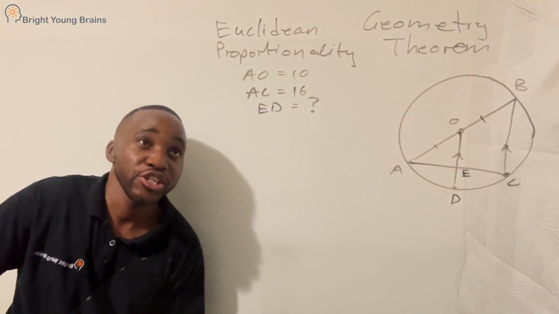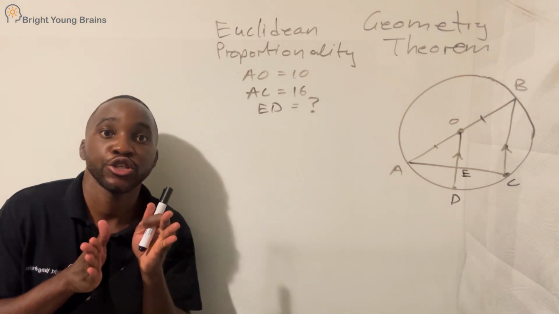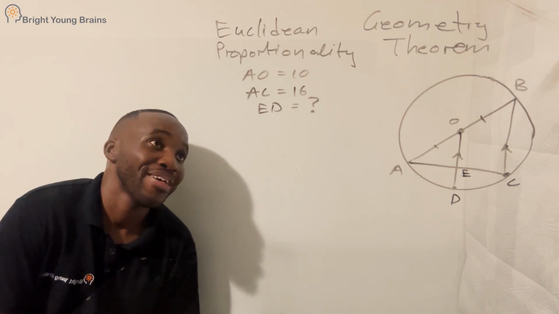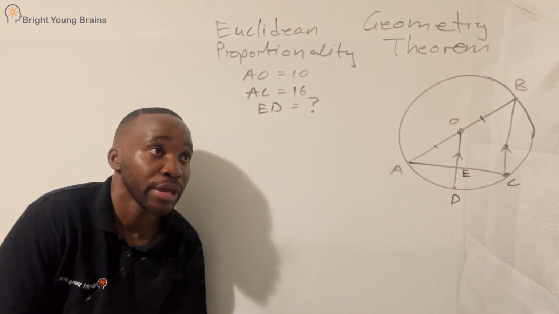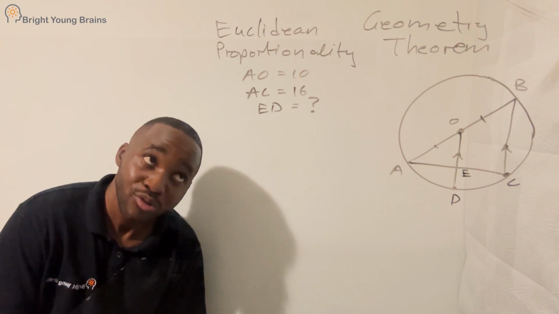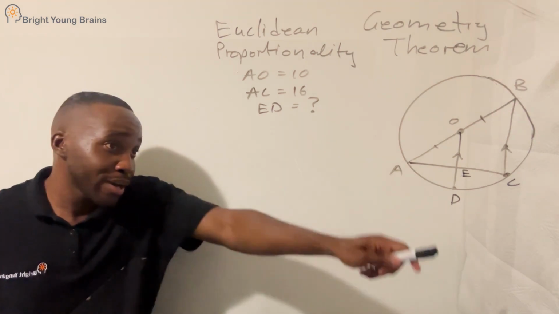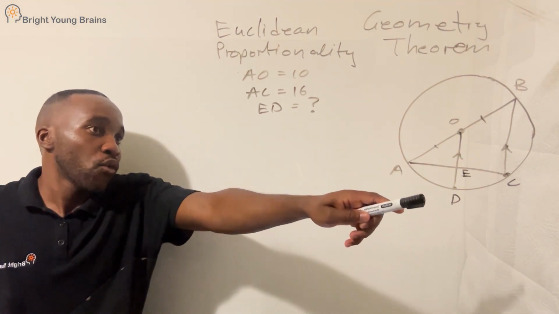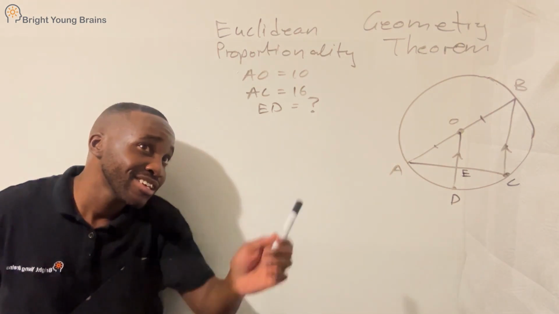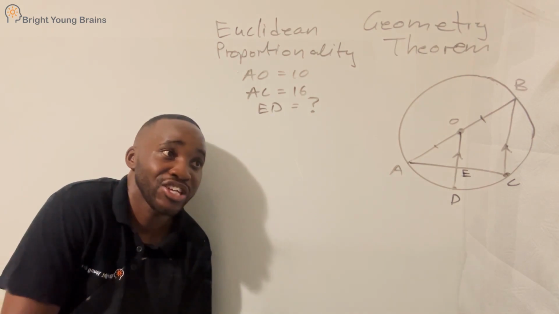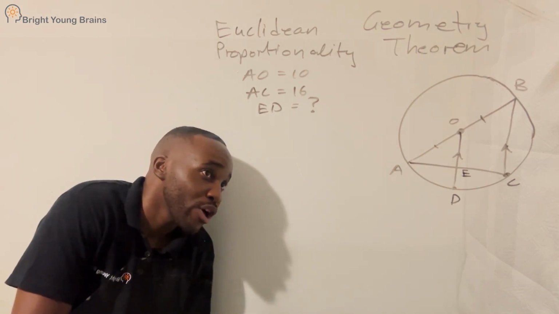In this Euclidean geometry or circle geometry grade 12 mathematics question, this is specifically from a grade 12 past paper. We're working out the value of ED when we have been given OA, which is the radius, and we've also been given AC. So that is what we are doing.